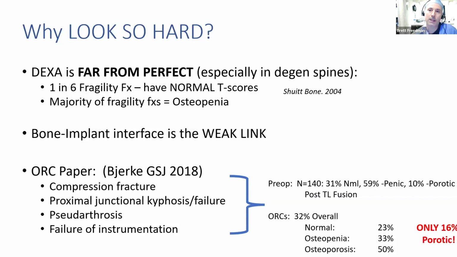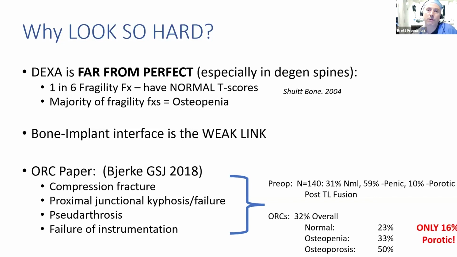The reason why we became so interested in it dates back to 2018. Why we were paying attention to it before, we really got into the game when we looked at our cases. We looked at 140 consecutive patients who underwent a posterior thoracolumbar fusion, and mixed within that was sort of the distribution you'd expect to see. 31% were normal by T-score, 59% were osteopenic, and 10% were osteoporotic.